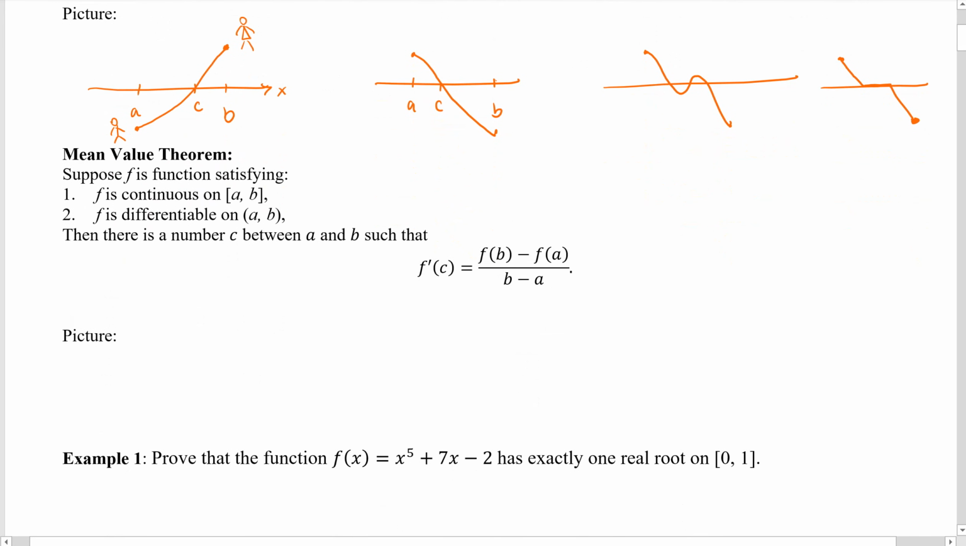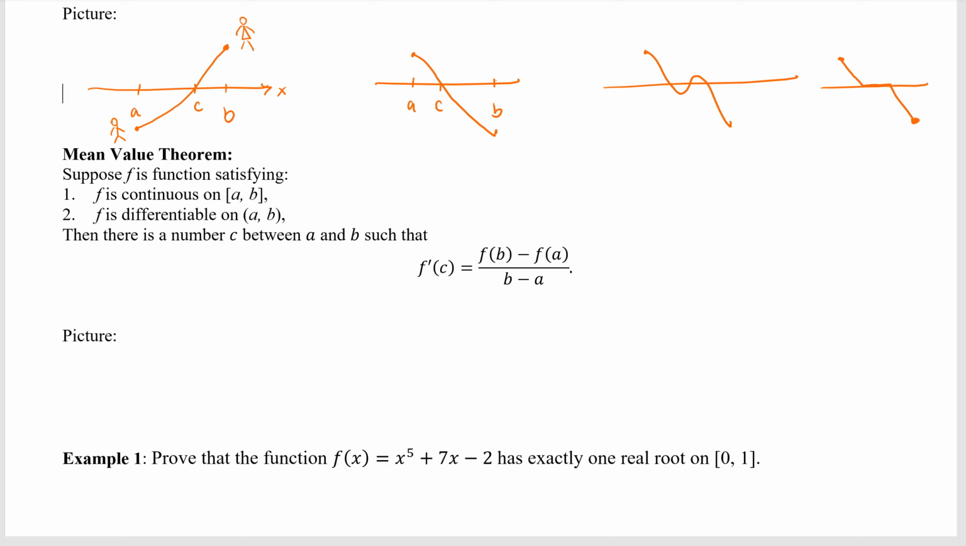Mean value theorem. Suppose f is a function satisfying the following. First, f is continuous on the closed interval [a, b]. Second, f is differentiable on the open interval (a, b). Then there exists a number c between a and b such that the derivative at c equals the change of f over the change of x, like (f(b) - f(a)) / (b - a).